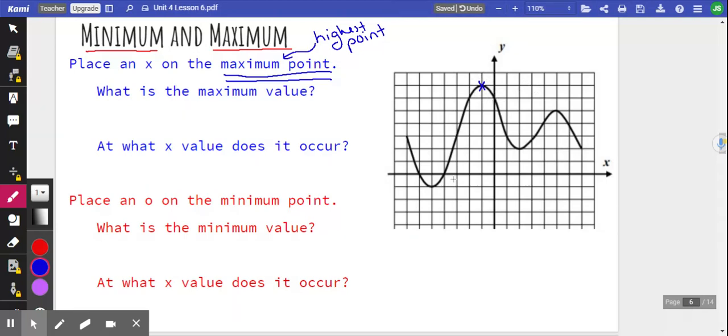And then there are 2 follow-up questions about it. The first one, what is the maximum value? When they're asking maximum value, they want to know the y value. So for this one, the highest this graph gets to is up to 1, 2, 3, 4, 5, 6, 7.